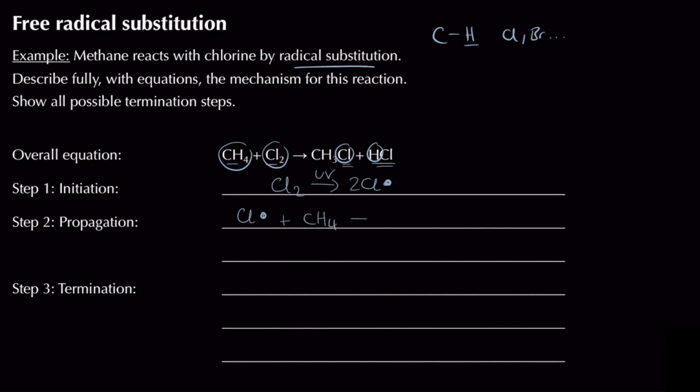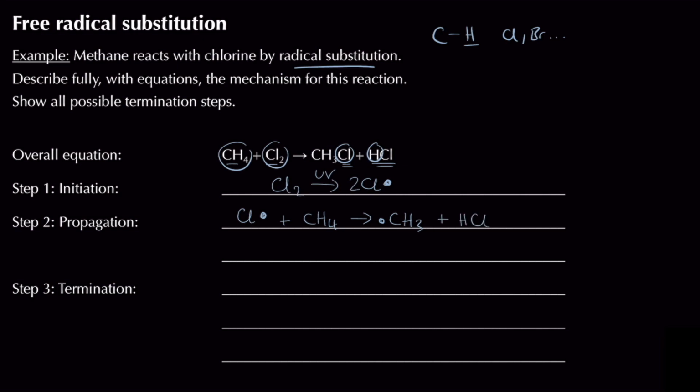Remember the purpose of the propagation step. We're trying to take our radicals, react them with, of course, neutral molecules to make even more radicals. In this case over here, I end up making a methyl radical, because what actually happens is that chlorine radical actually strips off one of the hydrogens in methane. That makes a methyl radical, and then it also makes HCl as well.